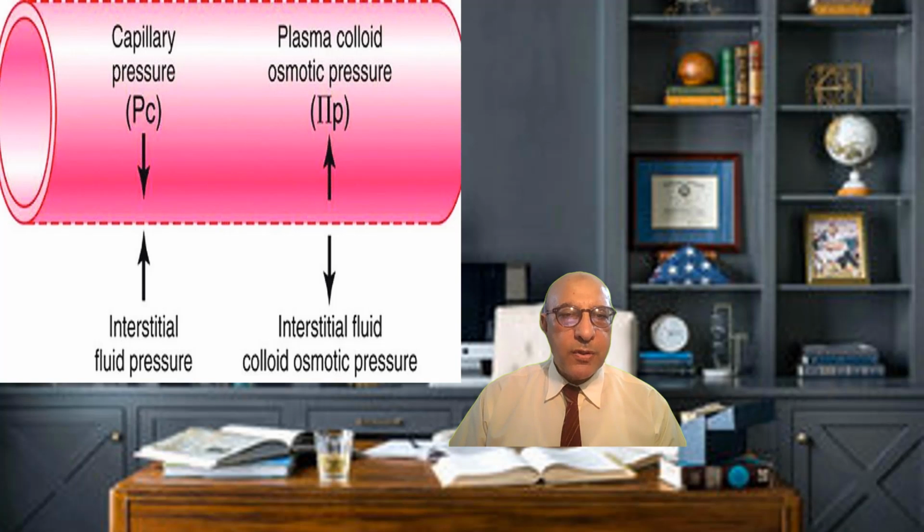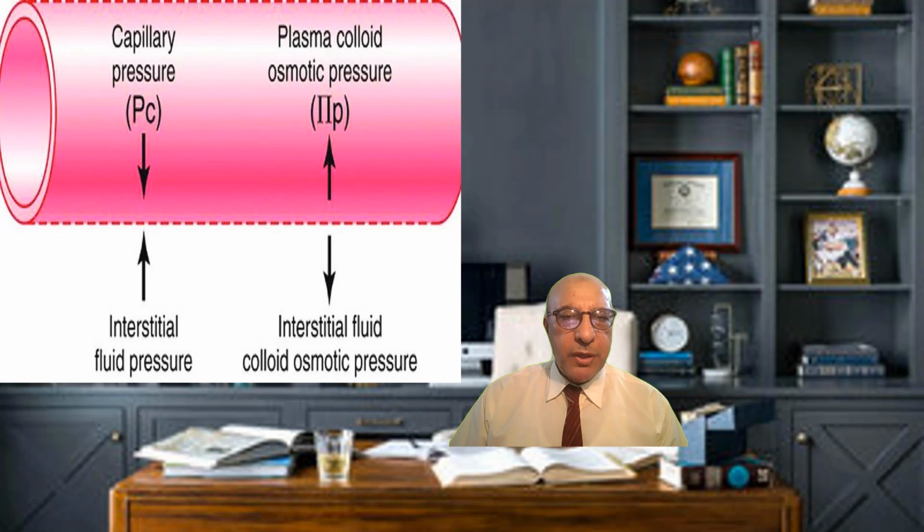The second factor within the capillary is the plasma colloid osmotic pressure. Colloid means that it is due to plasma protein, the most important of which is albumin. This albumin generates, as we explained in the previous lecture, what is called oncotic or osmotic pressure, which tends to move the fluid or the water from the interstitial space to the capillary lumen. It is opposing the capillary hydrostatic pressure.